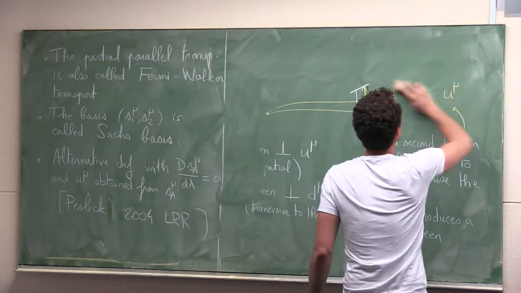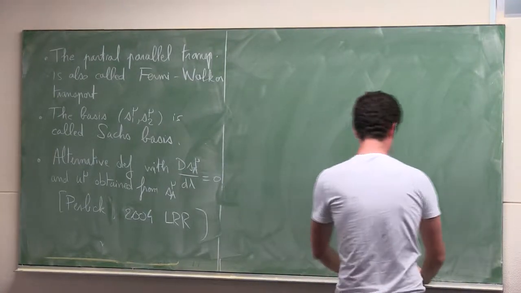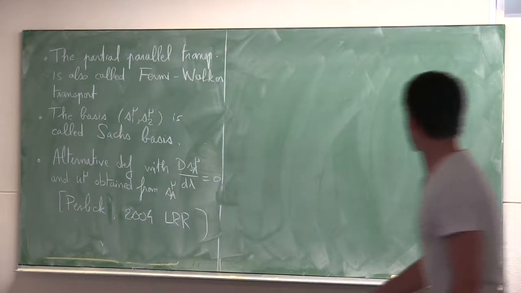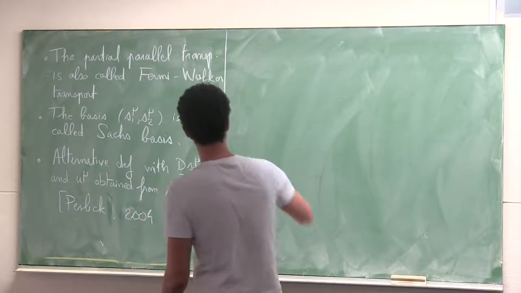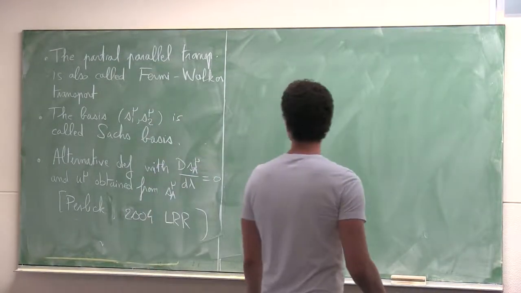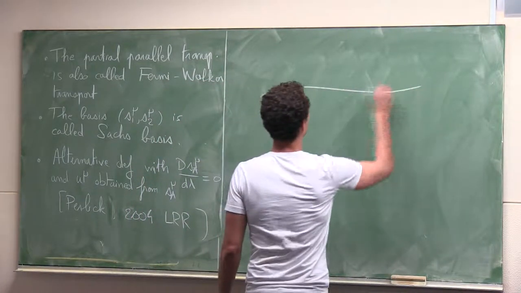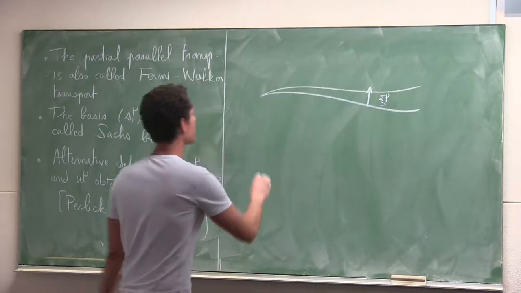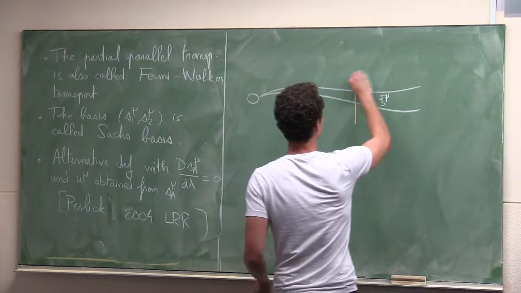Okay, so now let's go to the description of light propagation in screen space. So now we have all the tools that are needed to really talk about physics. So previously we had introduced this separation vector between two light rays. And now we are going to consider its projection on the screen.